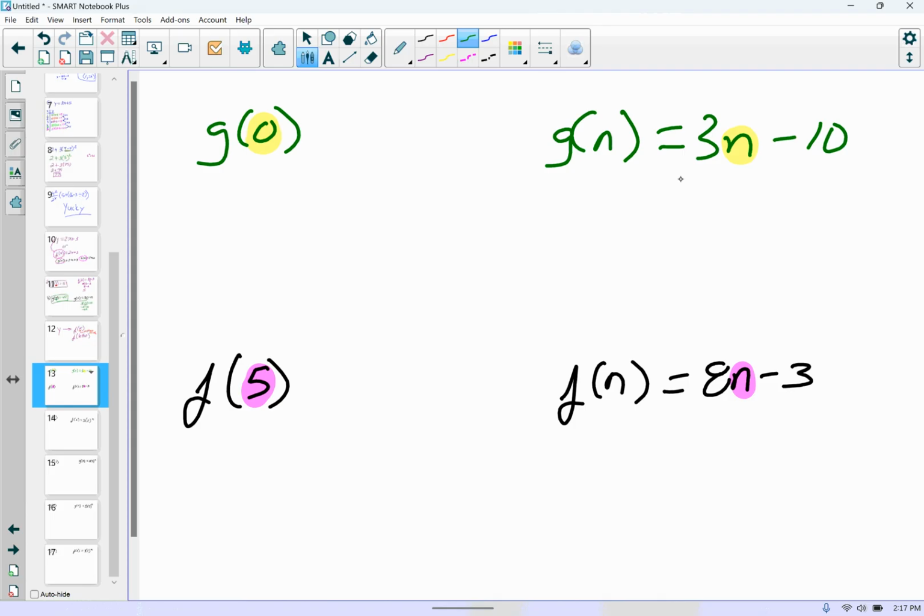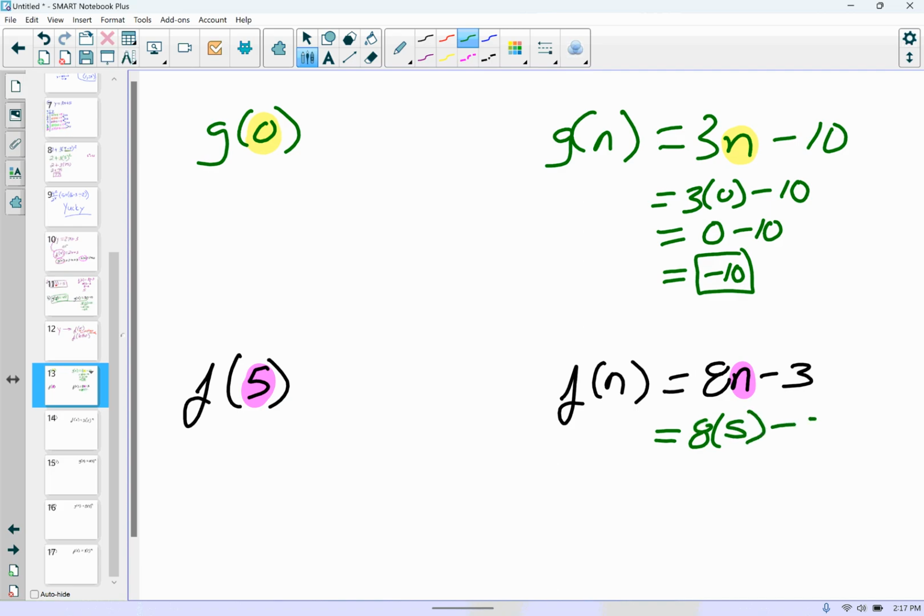So that's where the replacement takes place. Okay, so on this first problem, I'm going to get 3 times 0 minus 10. And 3 times 0 is what? 0. And if I subtract 10 from 0 is what? Very good. So there's the first problem on the front board. Second problem, let's do the same thing. Again, I'm replacing the n, but I'm going to replace the n in this case with a 5. And then 8 times 5 is 40. Subtract 3, so that's then 37.